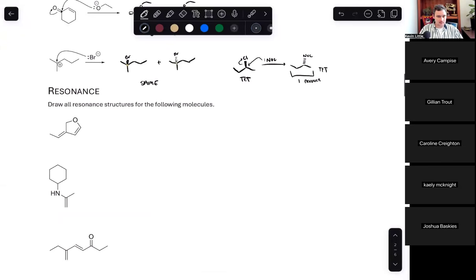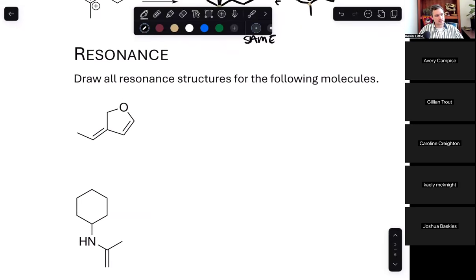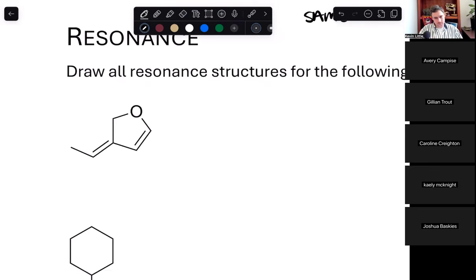Resonance. We're not going to spend a ton of time on this, but I do want to spend a few minutes because if you don't understand resonance, it's going to be really hard to understand acid base and a lot of other stuff in organic chemistry. So I know it seems like a pain, but resonance is really important.